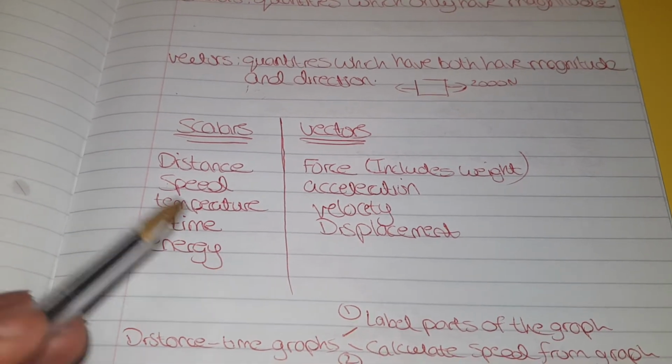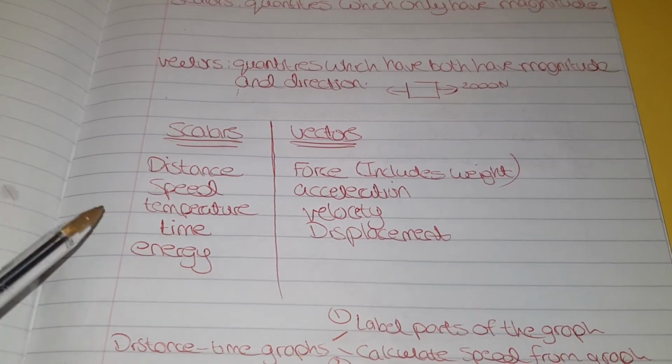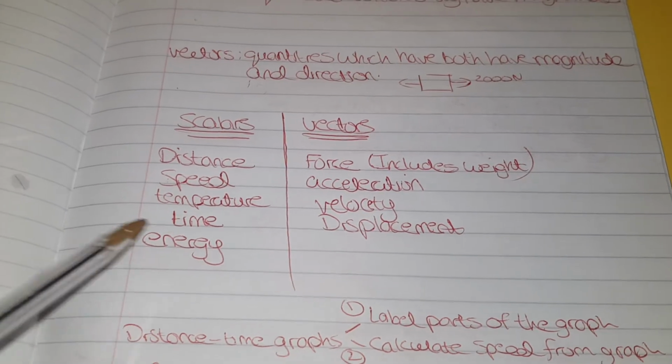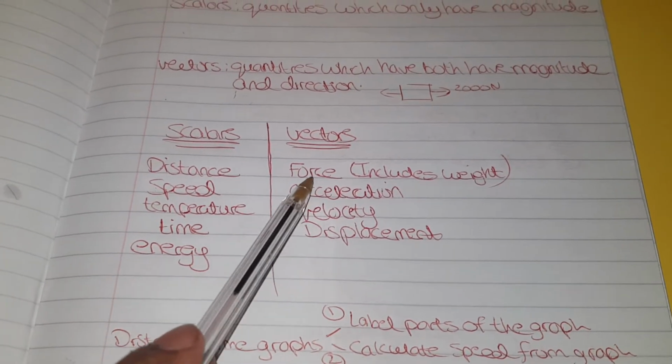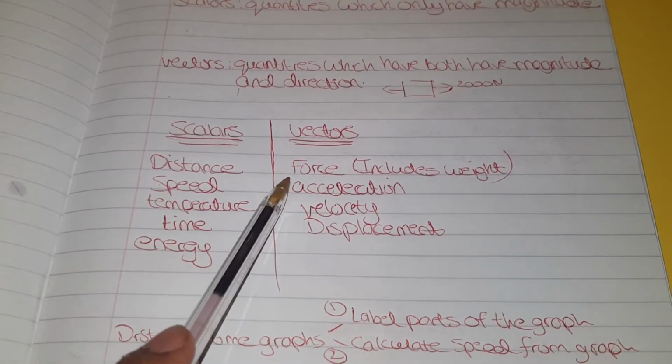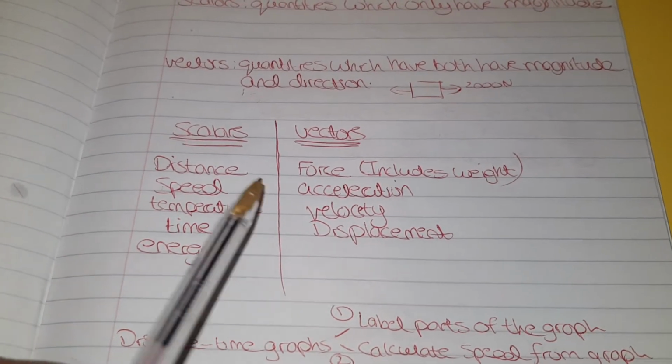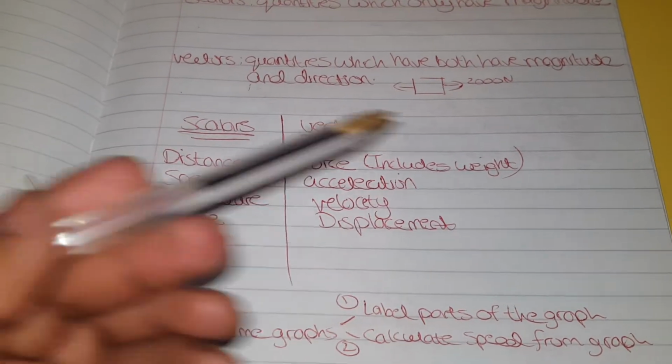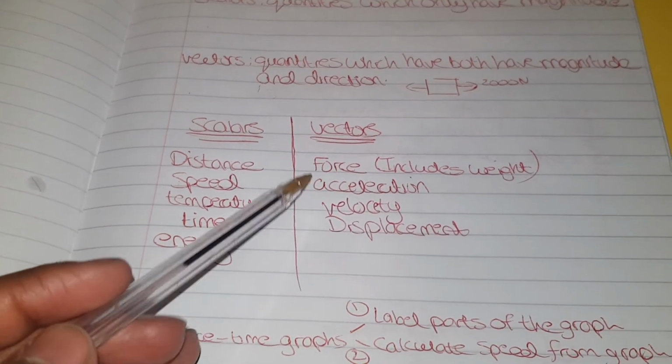Temperature, we know, doesn't have any certain direction. It's just everywhere, pretty much. Time has no direction. Energy has no direction. Force, definitely. And I think this, you do not memorize this. It should make sense due to how many force diagrams we've done. Arrows, so they definitely are a vector.